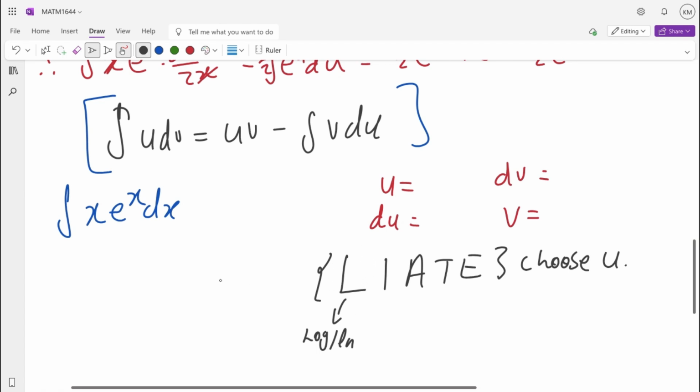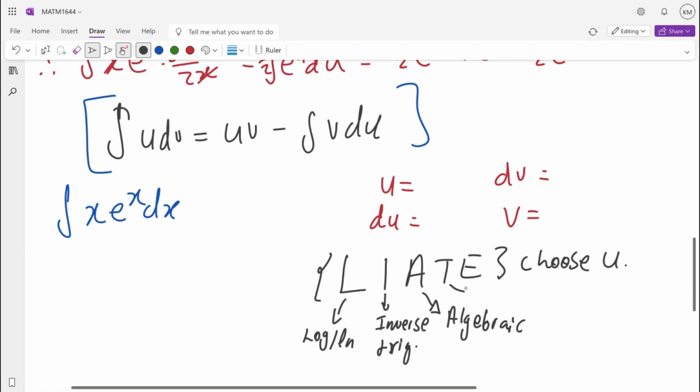Say, from this example, you see that we do not have any logarithmic function, so you cannot go with that. Then I basically stands for inverse trig function. So when you have the inverse trig functions, this is the second choice that you have to choose your u. Okay, then the third choice is algebraic functions. So in this case, you see that from our example, our algebraic function will be x. Okay, so that is the algebraic function that you have. So this will be our u. We're gonna choose x as our u, following this one.